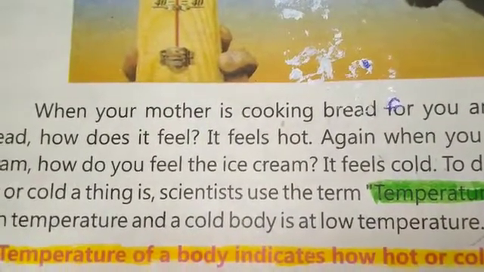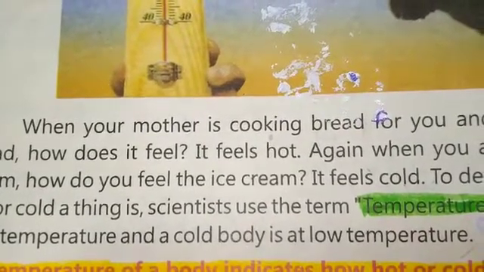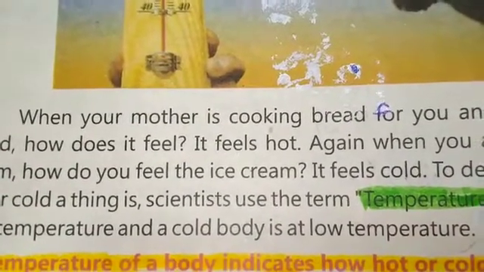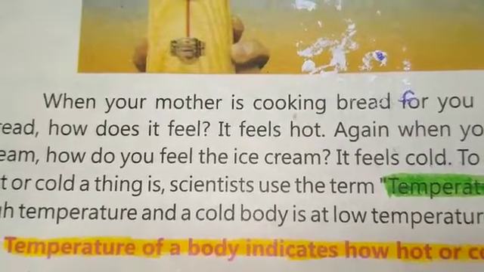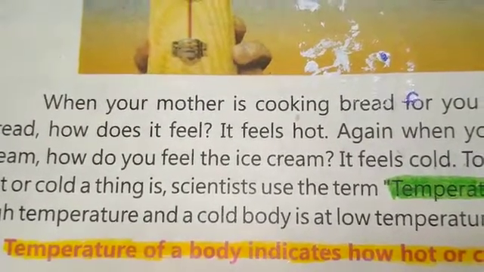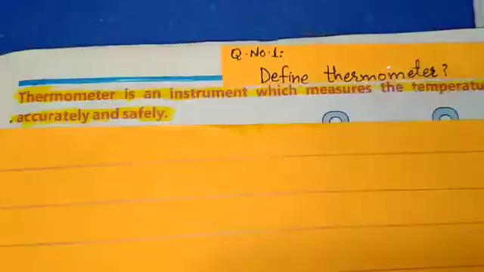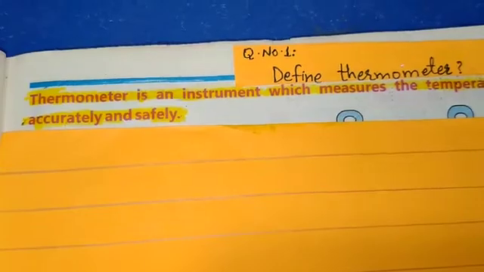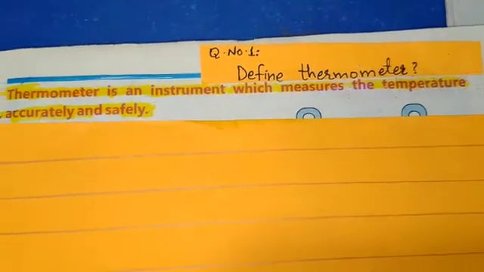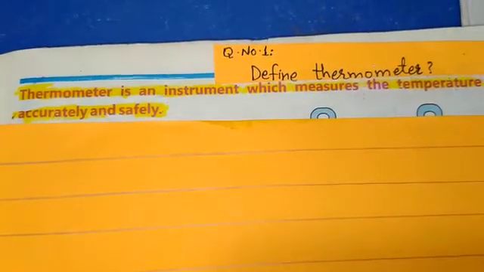But this is not an accurate and safe method for measuring temperature. In order to measure temperature accurately and safely, we use an instrument called thermometer. Let's learn the definition of thermometer. Thermometer is an instrument which measures the temperature accurately and safely.